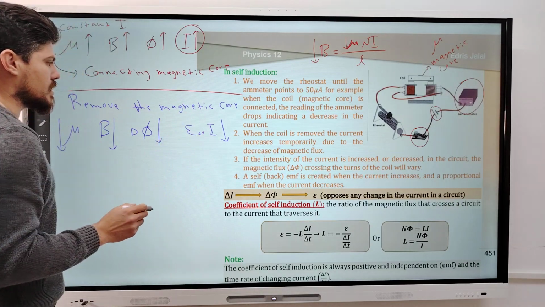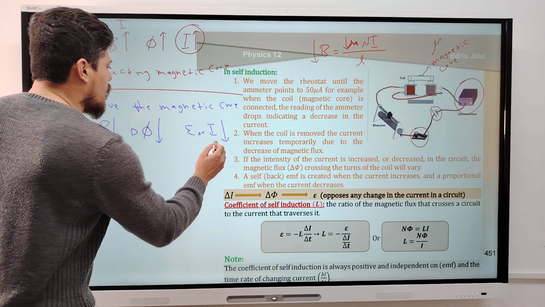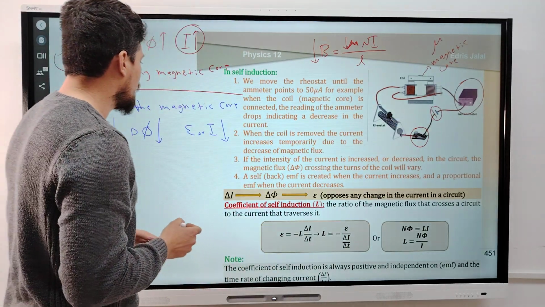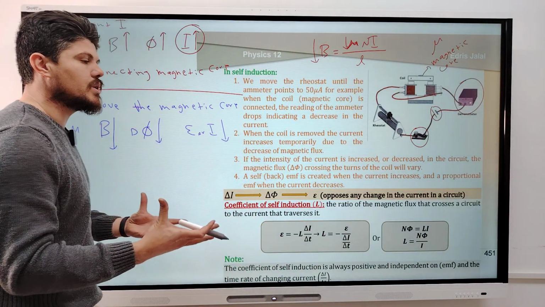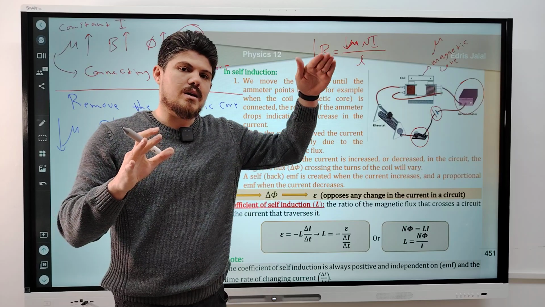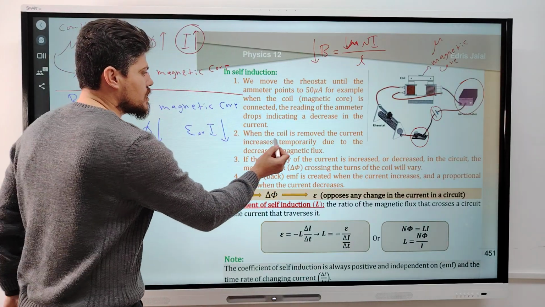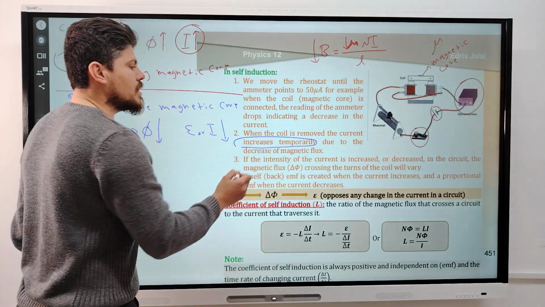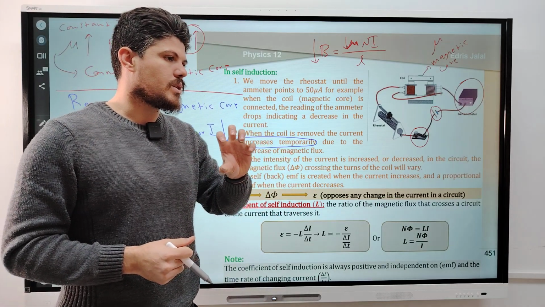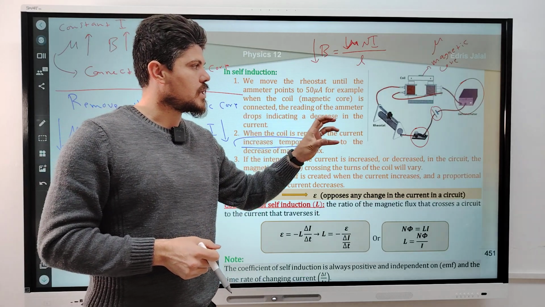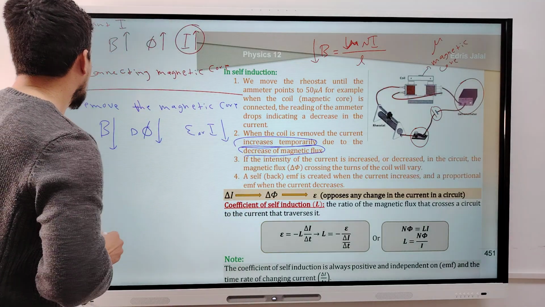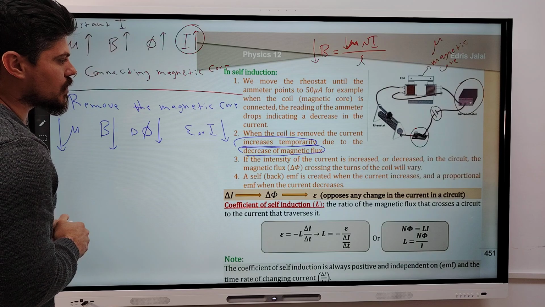Look, the current decreases. And this decreasing of the current is opposite to the source of the circuit, this battery. So this decreasing of the current goes to increasing the current. So it means that in that case, the ammeter reads more than 50 microampere. Okay, so when the core is removed, the current increases temporarily. Why? Because this is a DC source. In a DC source, only when switching on or off does the current change, due to the decrease in the magnetic flux.